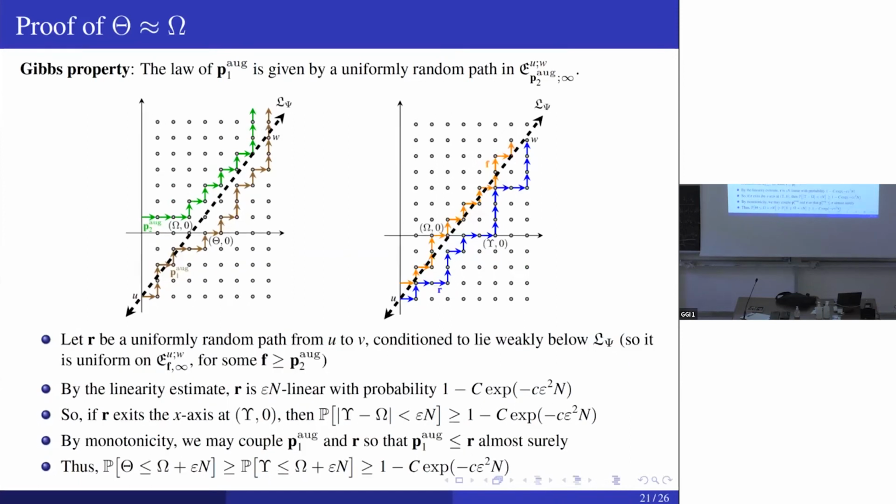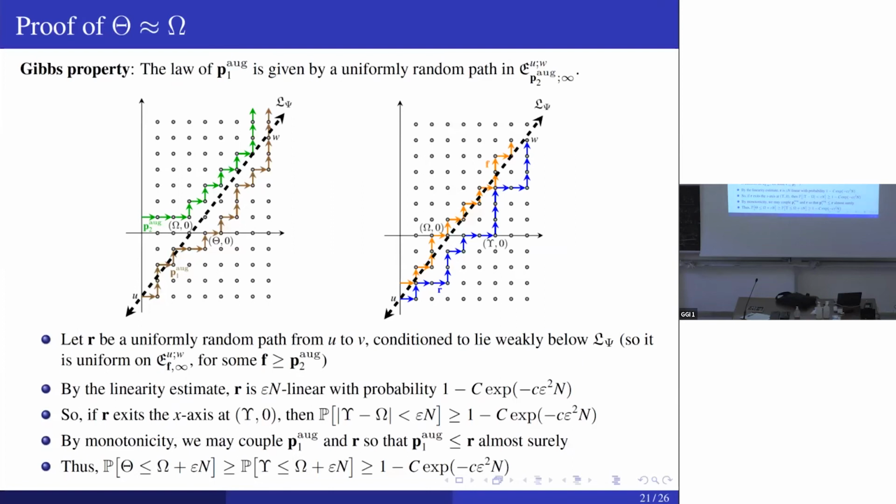So more specifically, we'll consider this orange boundary path here, which is just tracing the line L, and we'll let R be a uniformly random path from U to V that's conditioned to lie weakly below L of psi. So this is just a random walk conditioned to start at some point, end at some point, and lie below the diagonal. By the linearity estimate, R is basically linear with very high probability. In particular, if R exits the x-axis at some point, upsilon say, then upsilon is again very close to omega.